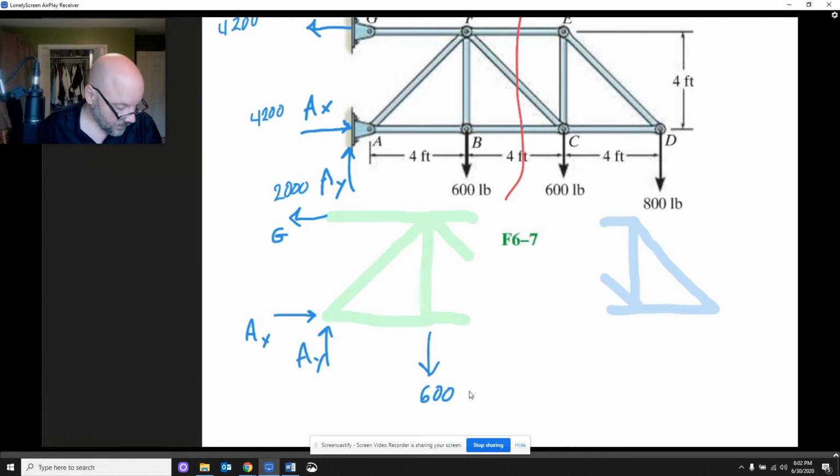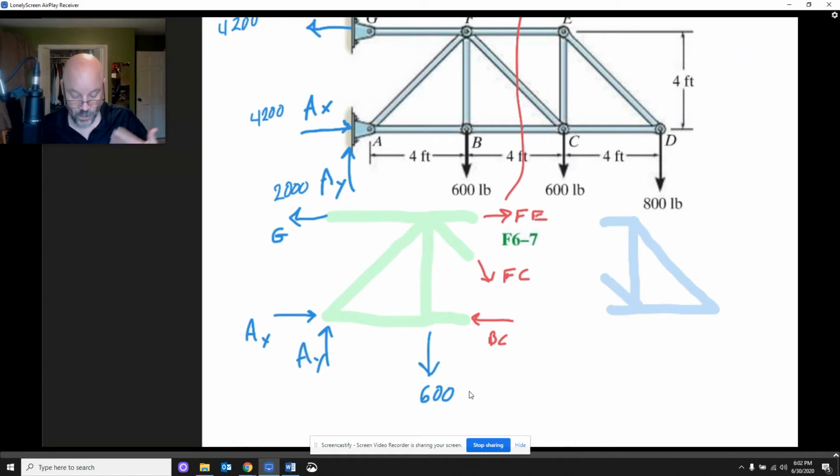All right. But basically, what that means is we're going to need something in here. We'll call that BC. And we're going to need something here, and we'll call that FC. And then we're going to need something here. We'll call that FE. Okay. So now I've got three new forces that are acting on the left side of that piece. All right. And so my goal is to find out what's FE, what's FC, and what's BC.